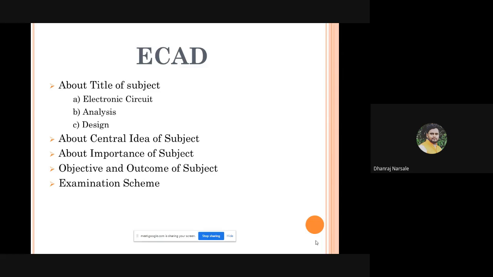Okay, in the same way for an electronic circuit also, design consists of all the information regarding the physical construction of the electronic circuit. Okay, so this is known as design of electronic circuit.